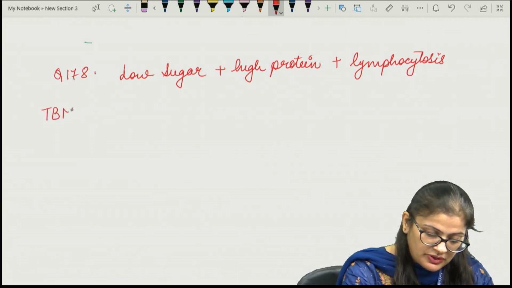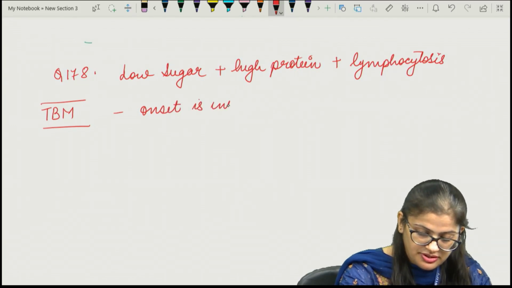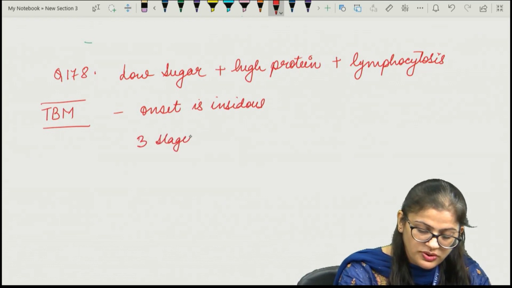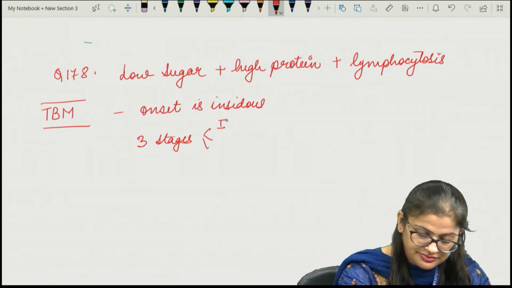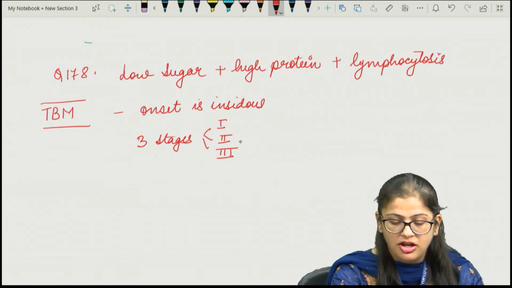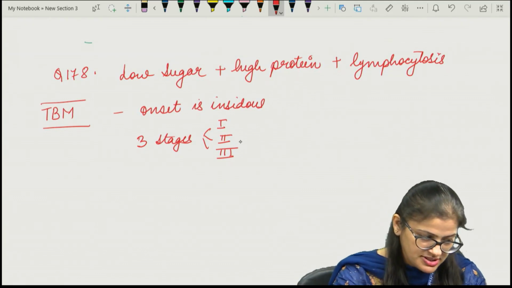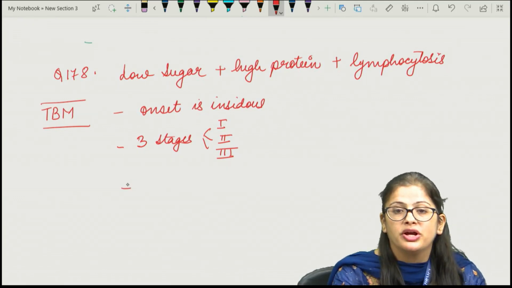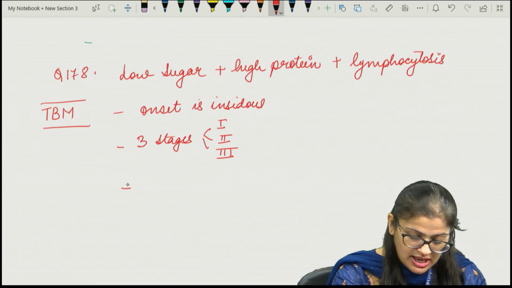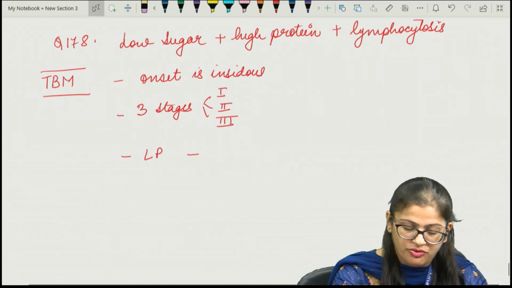In TBM, the onset is usually insidious. Usually the clinical features are divided into 3 stages, stage 1, stage 2 and stage 3. In stage 1, the child may just complain of fever and some headache, while in stage 3, he may have progressed to even coma and may have multiple cranial nerve palsies. Usually, you can also find evidence of tuberculosis at some other site, for example, the lungs. A lumbar puncture may be diagnostic, which will show low sugar, high proteins and lymphocytosis.